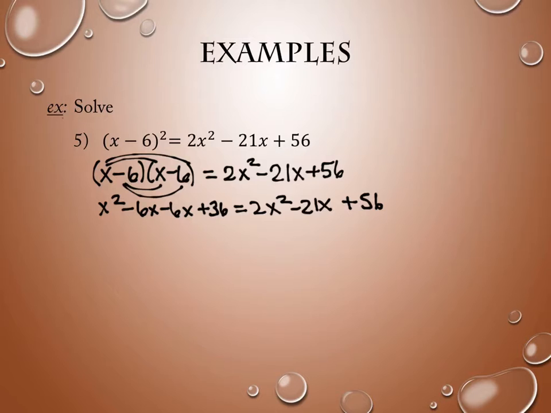All right, what would you like to do next? Yeah, probably combine the 6x's would be nice. So x squared minus 12x plus 36 is equal to 2x squared minus 21x plus 56. Then what?